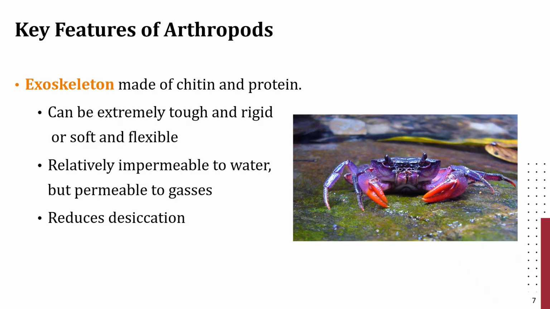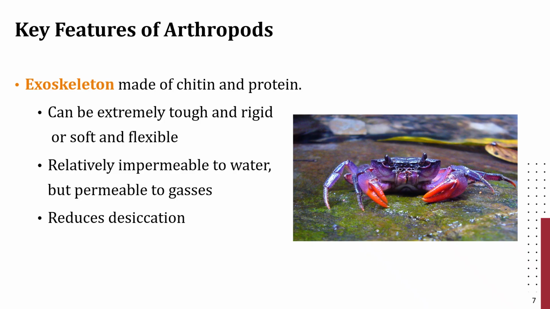Exoskeletons range from extremely hard and tough to more soft and flexible. So if you think about a soft shell crab, their exoskeletons are soft enough that you can eat the whole thing. Doesn't mean you do, but if that is your thing. Others are much tougher. So if you think about a lobster, most people aren't going to attempt to eat that. Their exoskeleton is really hard, really tough.